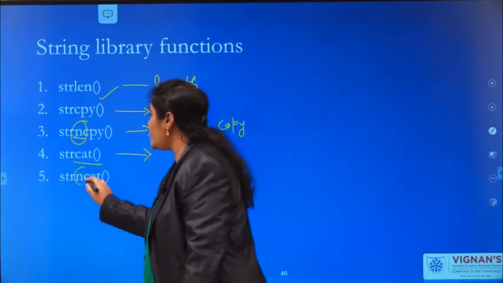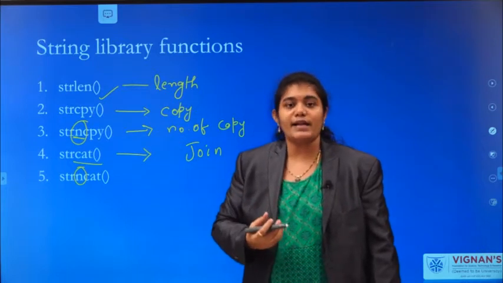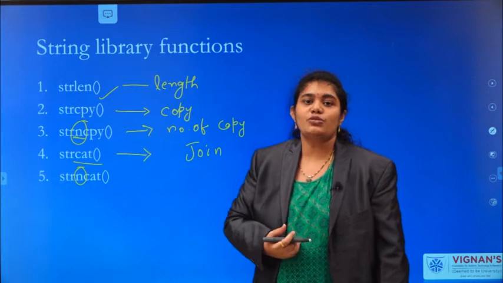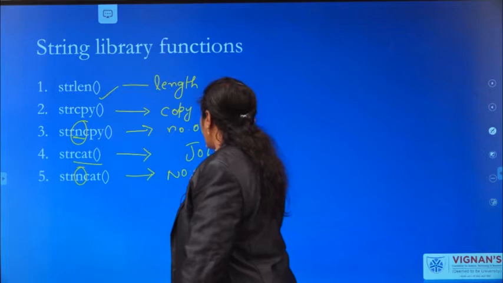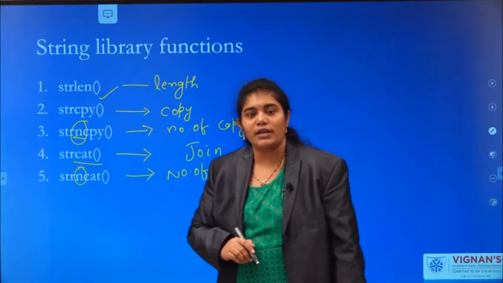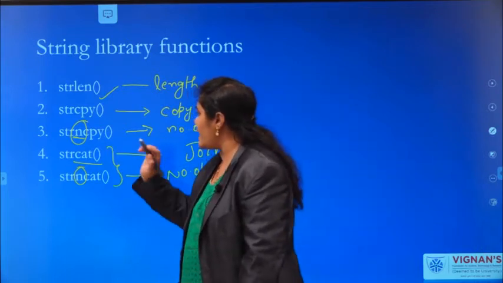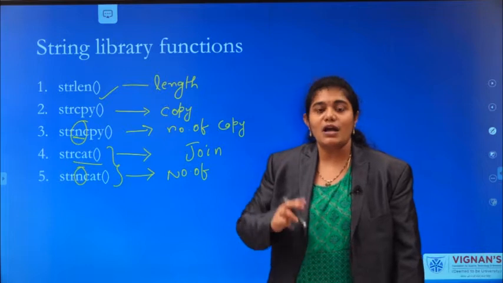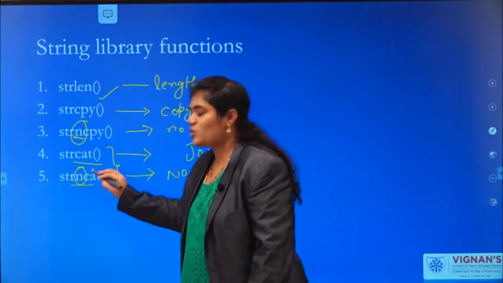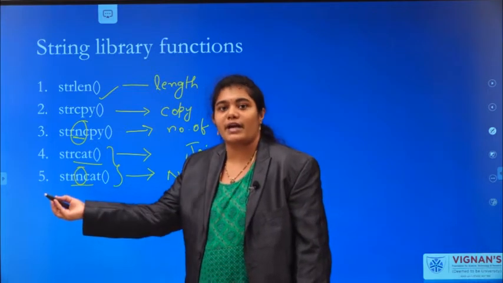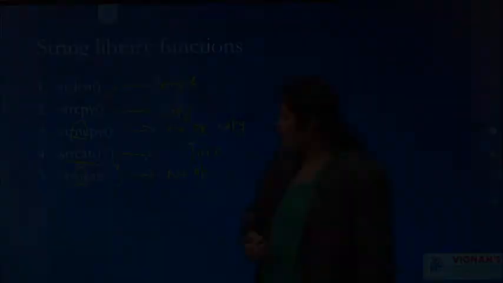strncat: how many characters you are going to join or append from source to destination, that number you have to specify here. strcat and strncat are used to concatenate two strings. In strncat, n specifies how many characters you are going to concatenate. In strcat, the whole string is concatenated.